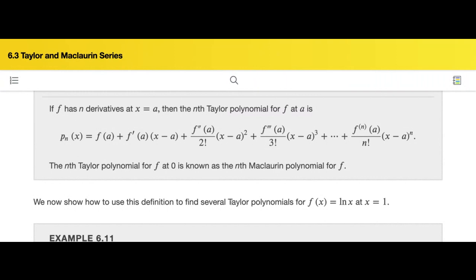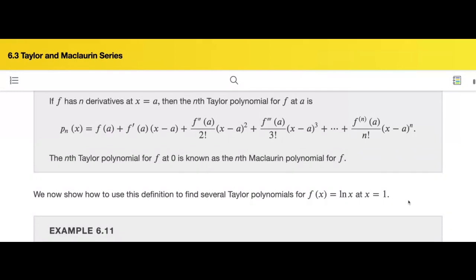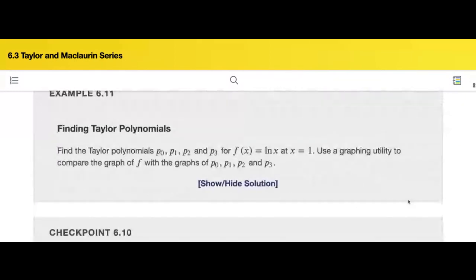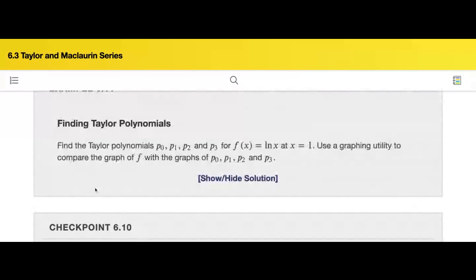So we now show how to use this definition to find several Taylor polynomials for f(x) equals ln x at x equals 1. Okay, let's see an example. Find the Taylor polynomials P0, P1, P2, and P3 for f(x) equals ln x at x equals 1. Okay, we don't care about the graphing. We need to find f'(x), f''(x), and f'''(x), right?